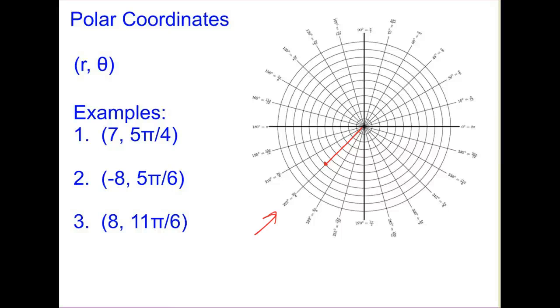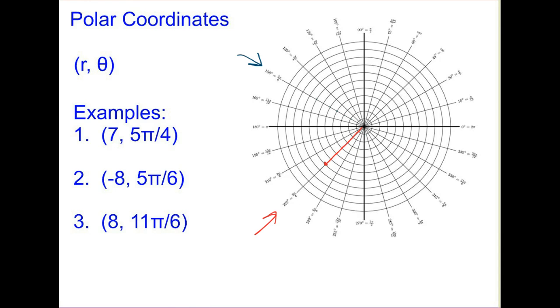All right, number 2. Same kind of thing, except the radius has a negative in front of it, which just means that we're going to go backwards instead of forward. So we're going to still make a radius of 8 units. We're going to start at 5 pi over 6, but then we're going to end up going backwards. So 5 pi over 6 is right here. What we would like to do is go 1, 2, 3, 4, 5, 6, 7, 8.